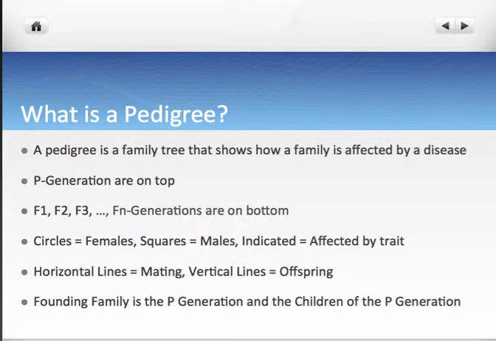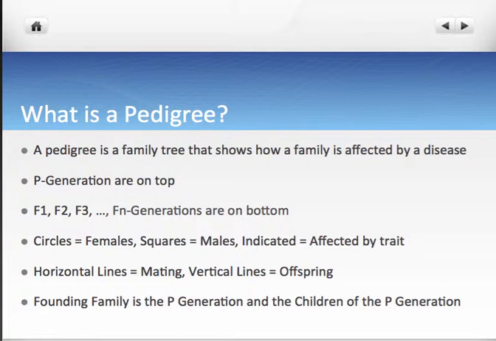The P generation is the top generation, so the very first line. Below the P generation, every subsequent line is the F1, F2, F3, all the way through FN generations. Circles will represent females. Squares will represent males. If it's indicated by the key, the circle or square, then it says that individual is actually affected by the trait. Horizontal lines show mating.